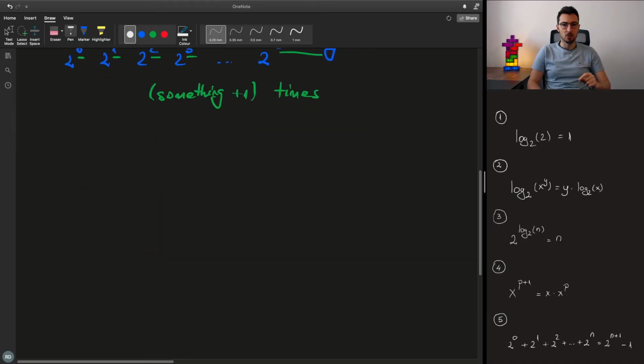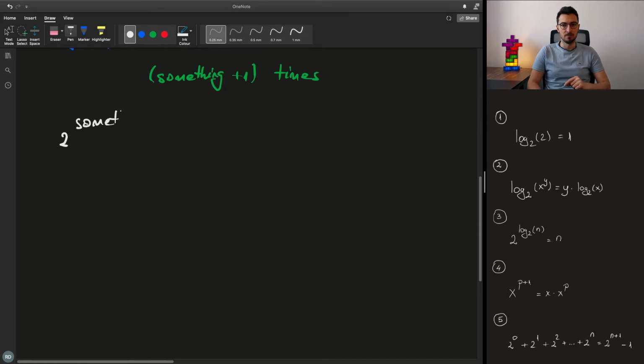But we still don't know the value of something, so let's calculate it. We can find out based on the relationship that we mentioned earlier. 2 to the something equals n.